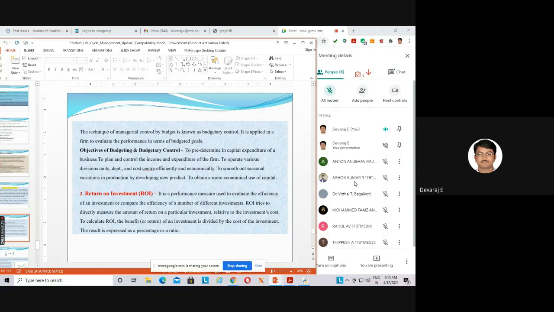Objectives of budgeting and budgetary control: to predetermine the capital expenditures of a business, and to plan and control the income and expenditures of the firm. Whatever I told you here is written in the form of words. Always you should plan and you should control the income. Our income is nothing but what you are getting back. So you can control this income.